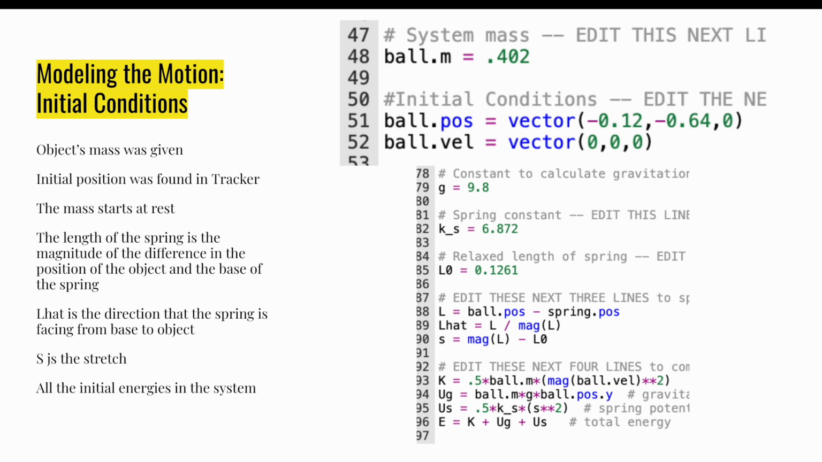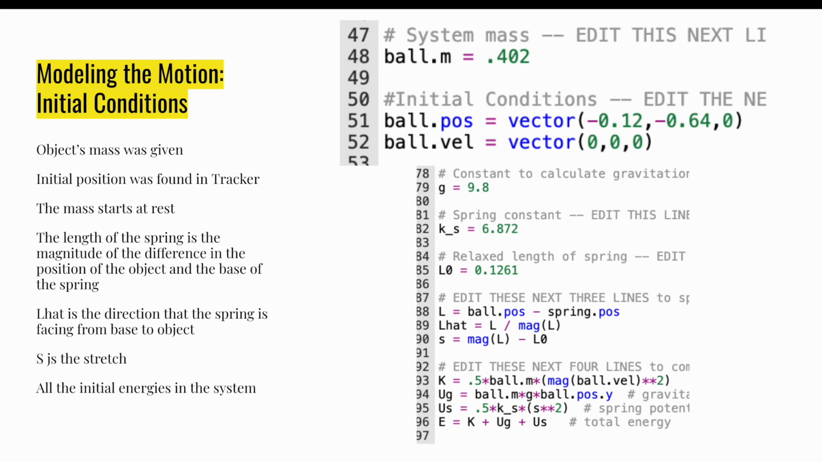Here for modeling the motion with our initial conditions, we plugged in everything we were given, with the mass being 0.402 kilograms and the initial position of the ball being what it is. We know that it's released from rest, so there is no velocity. We know that the gravitational acceleration is 9.8 meters per second squared. The spring constant is what we found, 6.872 newtons per meter. The relaxed length of the spring is 0.1621 meters, and for our L value, we take the position of the ball minus the position of the spring to find the length of the spring when it's stretched.